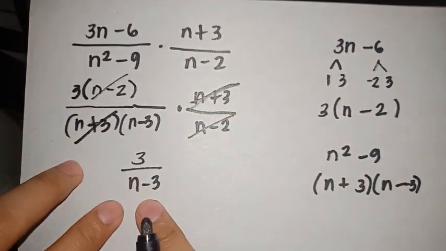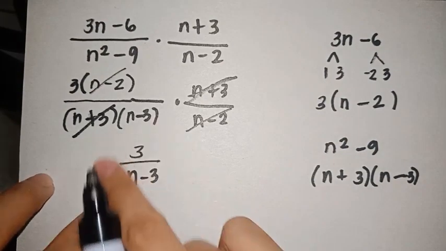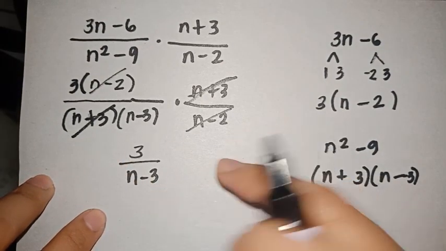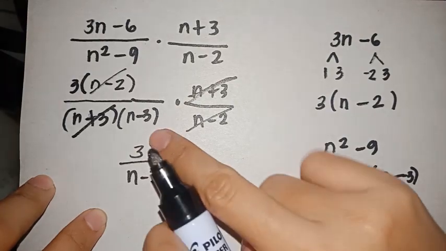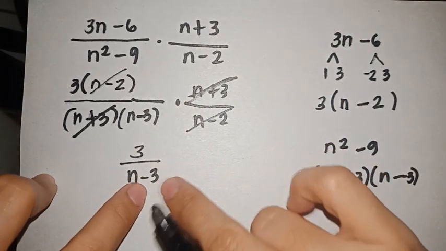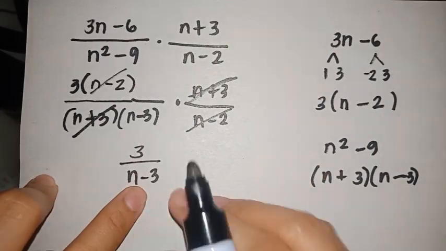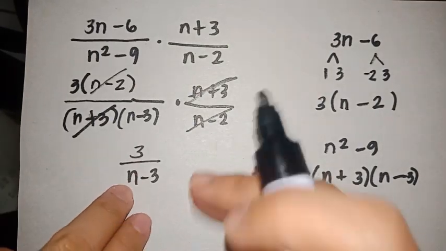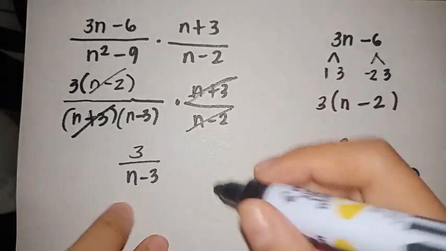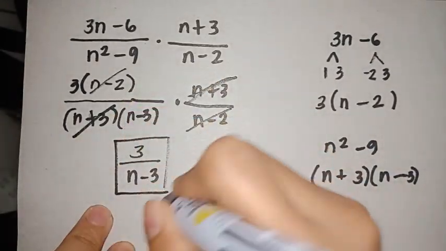Since we do not have any common factors, and at the same time this is a monomial and this is a binomial, we cannot cancel out 3. Again, we cannot cancel out because in format they are not the same. Okay, so this is our final answer.